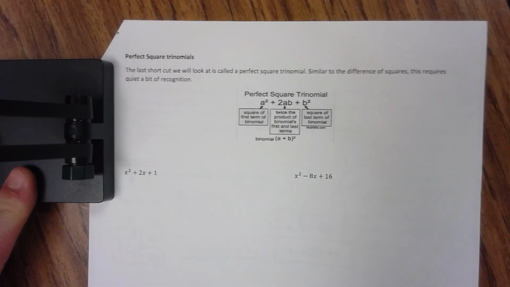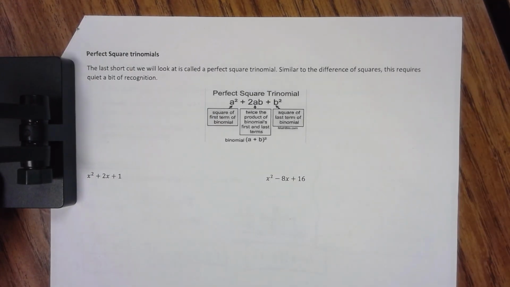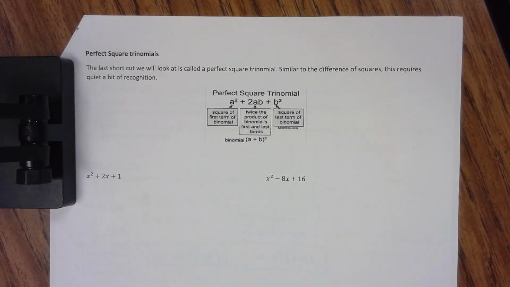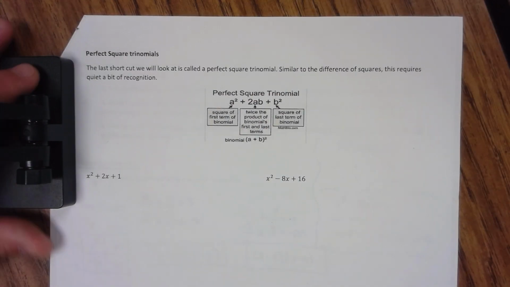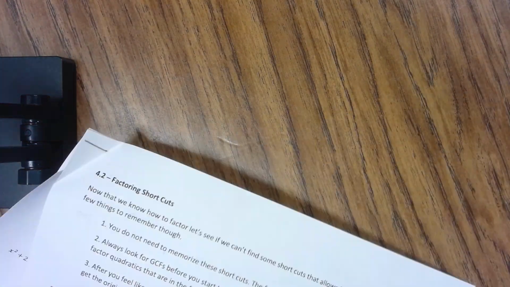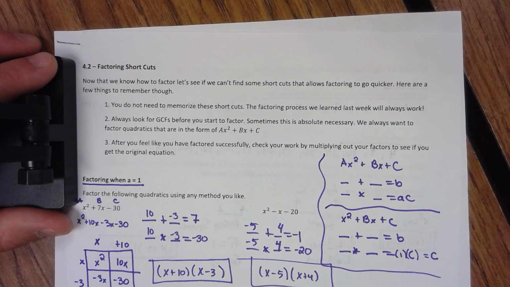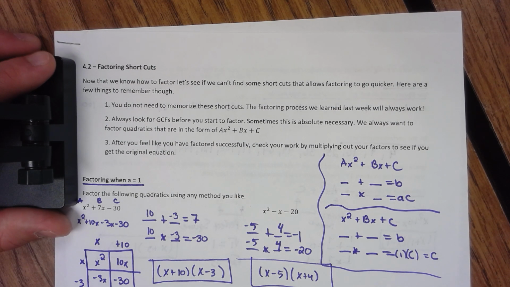Okay, so the last shortcut we're looking at is called a perfect square trinomial. So we're seeing that squared term show up, but it's going to show up in a little different way this time. I just want to give a few reminders about all the shortcuts from what we did yesterday. Number one, you don't need to memorize these shortcuts. Yes, it is helpful. If you actually spend the time learning these shortcuts, it can save you some time anytime you need to factor something.